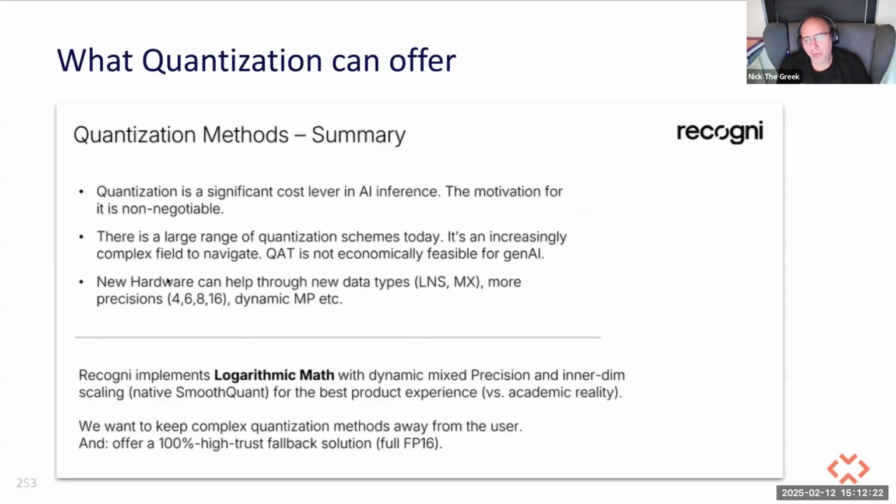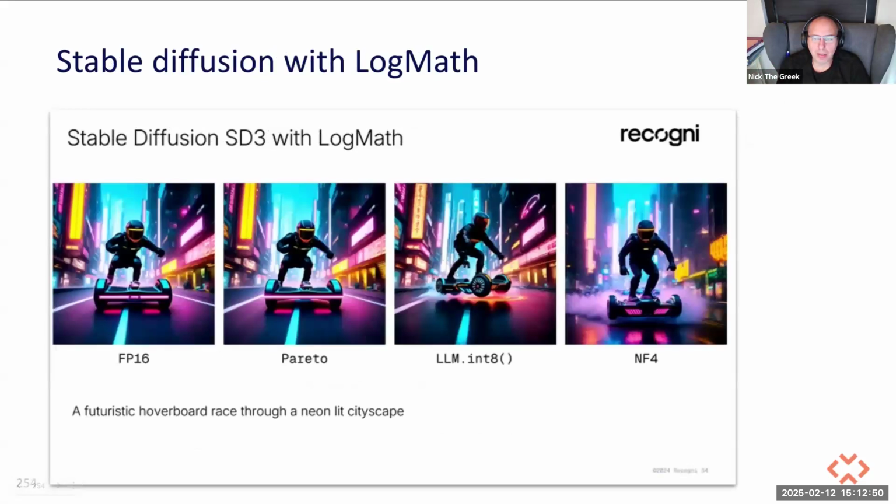If you follow the talk, they do explain how they solve that problem. They claim that they want to keep complex quantization methods away from the user. They offer a 100% high-trust fallback solution, full FP16. So I think their solution is that we try to do it logarithmically, and if we can't, then we fail over to 16-bit. And this is what they present.